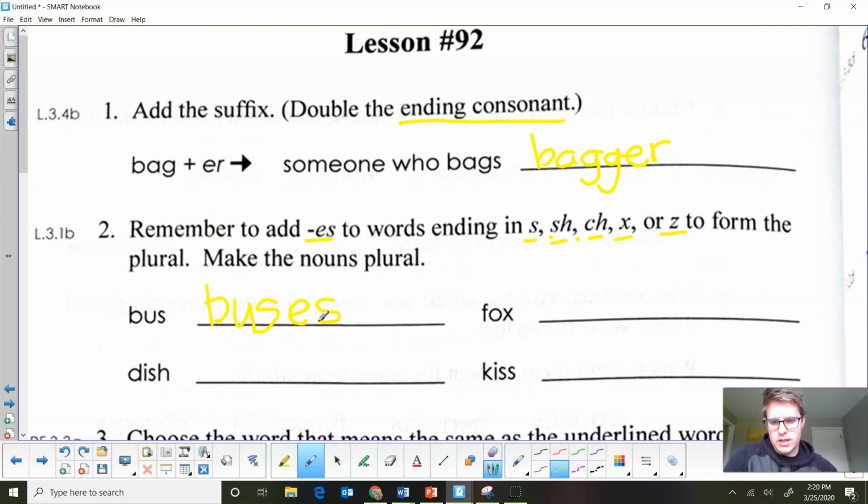Alright, girls, you've got dishes. D, I, S, H, E, S. Nice job. Alright, foxes. Let's see, goes back to the boys. You ready? F, O, X, E, S. Good job, men. And my ladies. Oh, girls.